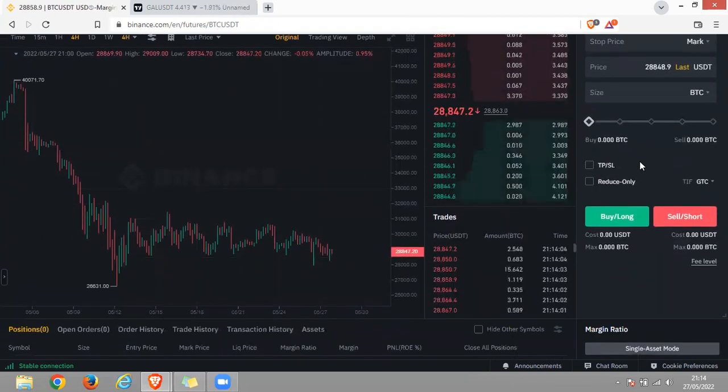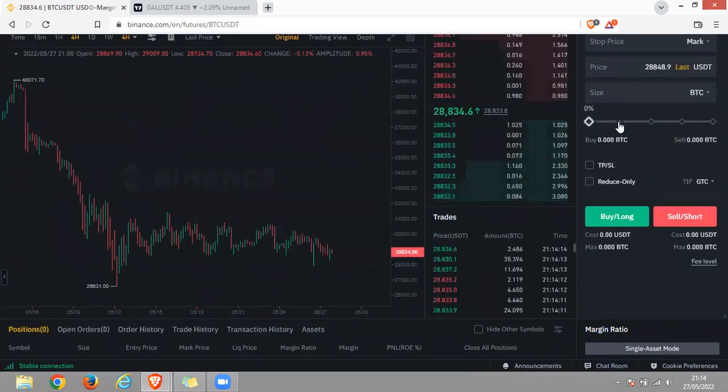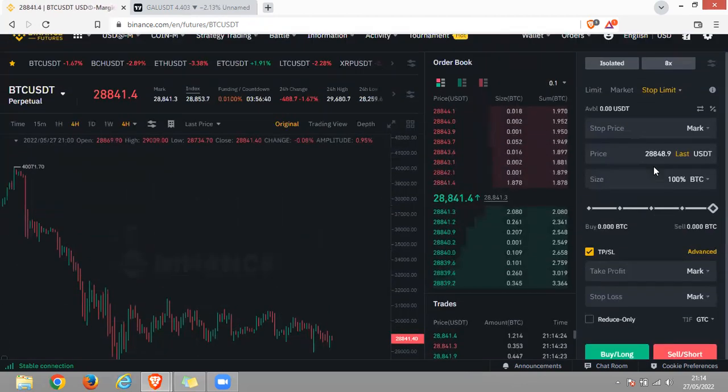Because of time, I might not go into detail explaining trailing stop, and also post only, as well as TWAP orders. So this is your account size you're willing to risk, either 10%, 25, 50, as well as 100. Now this is your take profit and your stop loss.